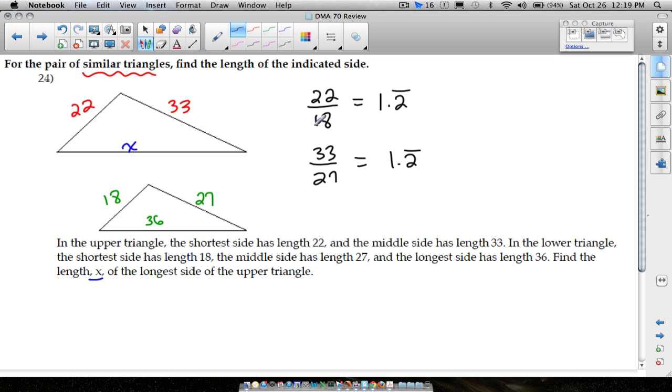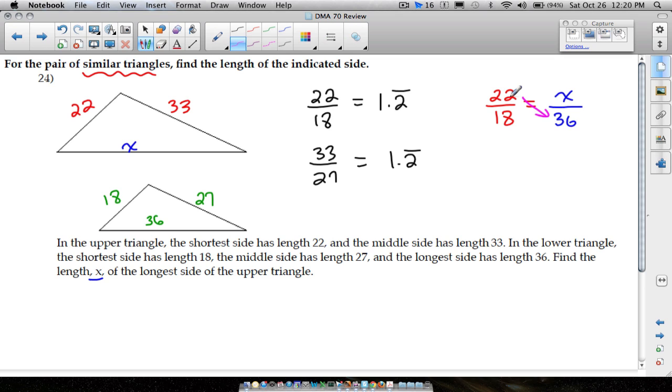Now you can pick either one of these ratios. You can either do 22 over 18 or 33 over 27. I'm going to do 22 over 18, and set this equal to, since I used the shortest side of the upper triangle, I need to make sure I use the longer side of the upper triangle and put it over 36. So really what we have here is upper over the lower is equal to the upper over the lower, and I'm just matching up my numbers with the triangles.